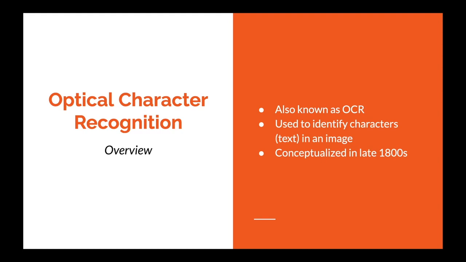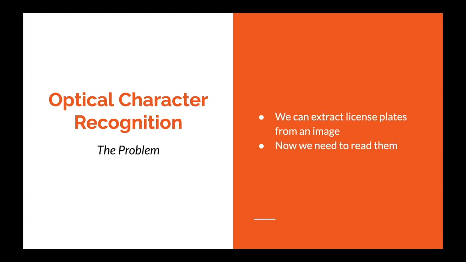It's been implemented as far back as the late 1800s, when it was used to allow blind folks to read without the use of Morse code. Now in the context of our project, we now have the use to extract license plates from an image, so we can identify the license plates, get their bounding box, and save the license plates specifically as an image. Now that we have these images, we need to be able to read what's on the license plates.